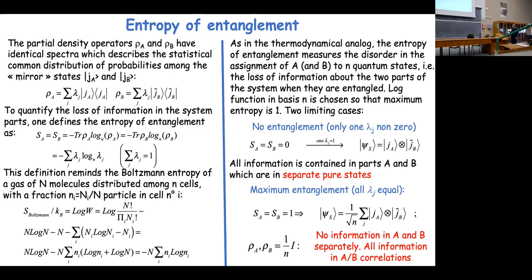And you see that this corresponds to the state which is completely symmetrical. I have a 1 over square root of n of all the possibilities. Each j with its mirror image has the same probability. And you see that the density matrices are just 1 over n. All the values are the same. So there is no knowledge, absolutely no information in the density matrix. All the possibilities have the same probability. So you see that in the completely entangled state, you have no information in A and B separately. All the information is in the correlations between A and B.